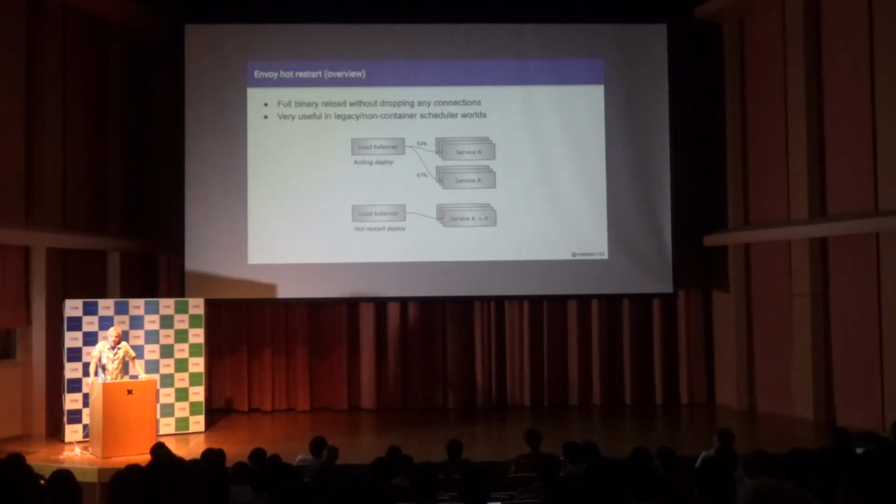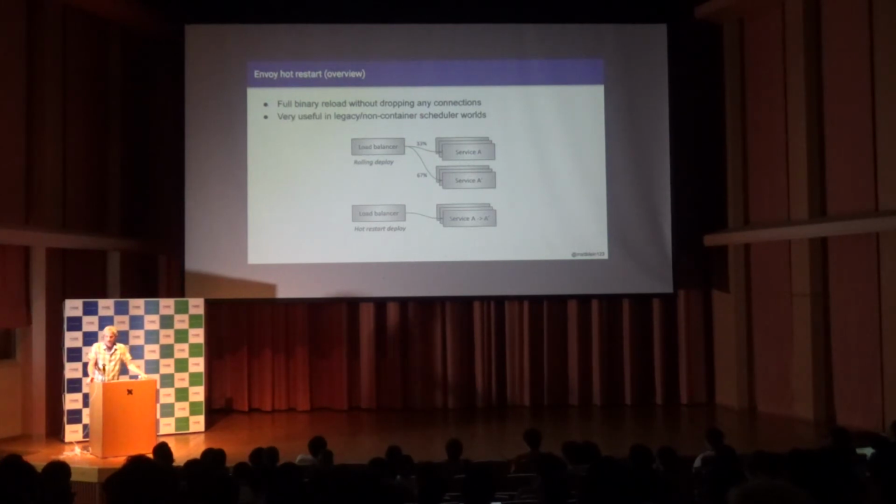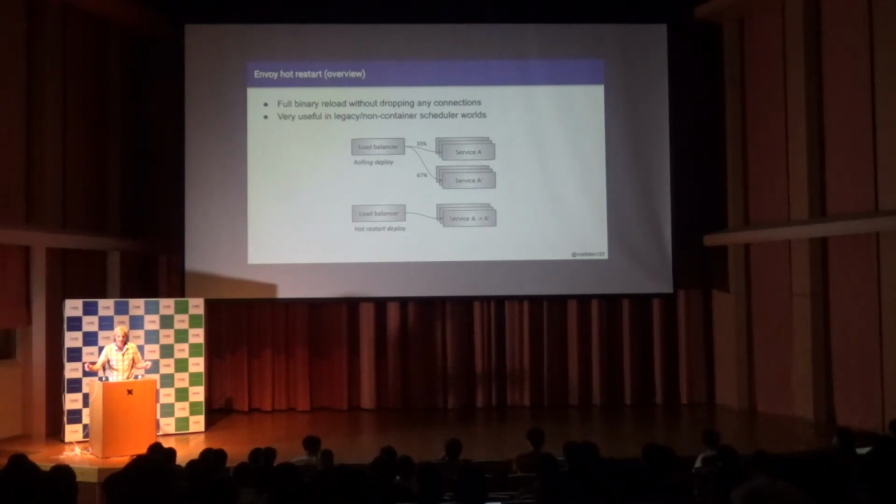Like I was saying before, from an operations perspective, in an optimal world, we would all be using Kubernetes, we would all be using containers, we would all be using blue-green deploys, and life would be super perfect. But unfortunately, for many people, that's not the current reality. So we would like to be able to do a full binary reload without dropping any connections. And again, this is very useful from a quote legacy perspective.